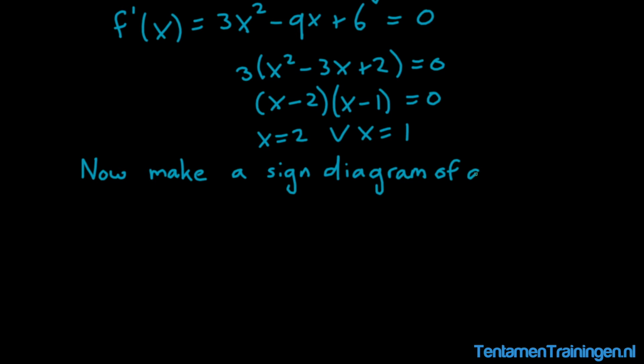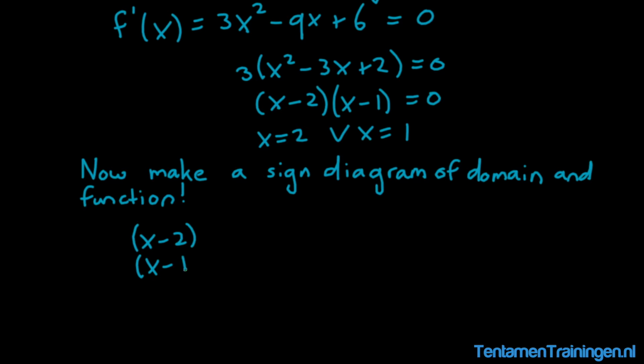So we make a sign diagram of the domain and the function in order to see if we are dealing with a maximum or a minimum at these stationary points. For the derivative, we make a sign diagram from the factors x minus 2 and x minus 1, since these are the factors that together make up the derivative.